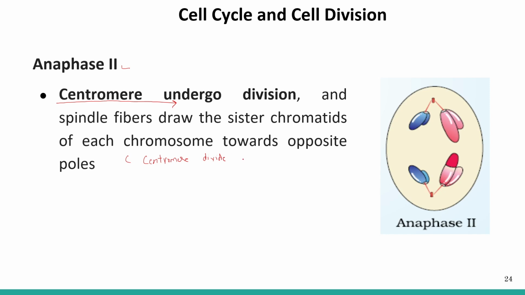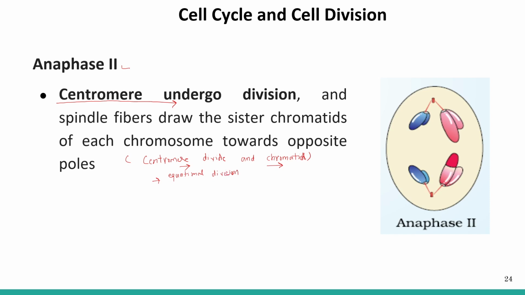Okay. And the chromatids now separate here. Chromatids will separate and not chromosomes. So there is separation of chromatids due to the division of the centromere. That's why it will lead to formation of cells with an equal number of chromosomes. That's why it is known as the equational division. Meiosis 2 is equational division.